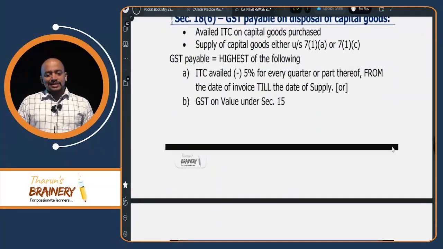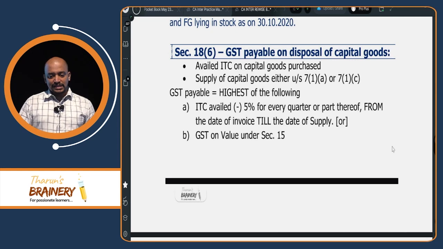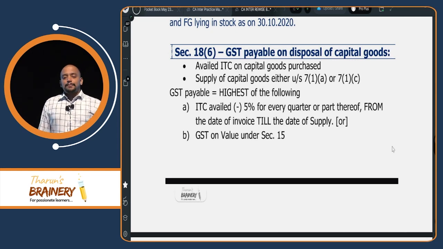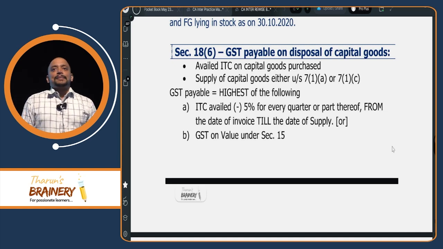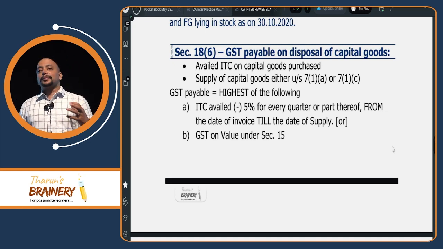Then last subsection, 18 subsection 6. GST payable on disposal of capital goods. First listen, I purchase some capital goods. What is the meaning of capital goods?